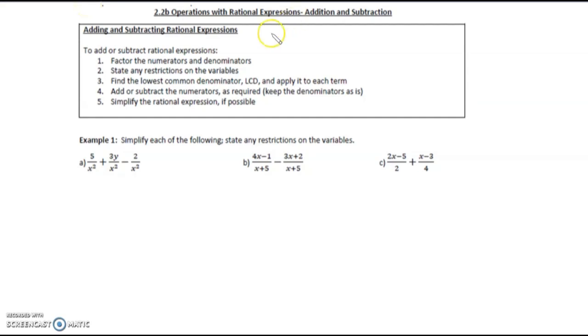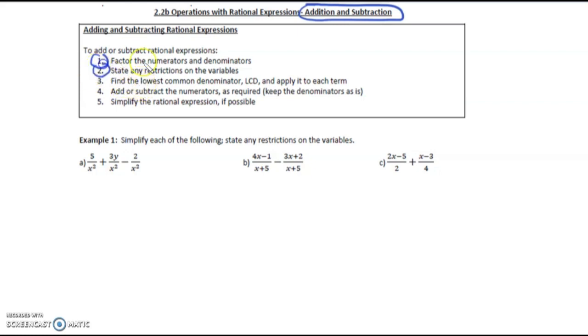Okay, 2.2b, operations with rational expressions. This time we're going to talk about addition and subtraction. So here are some steps in order to add and subtract rational expressions. First of all, factor anything that you can, numerators and denominators.